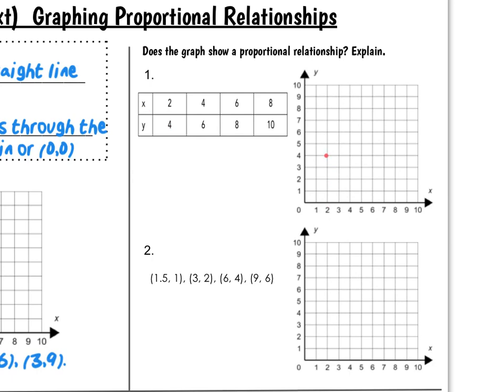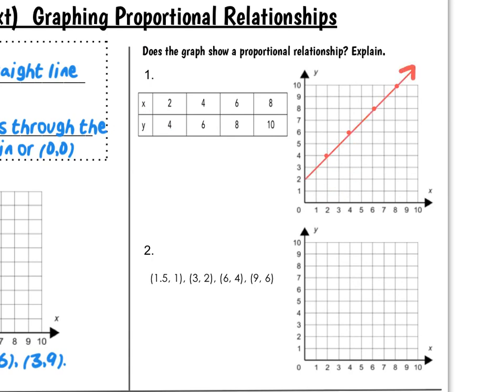There's our dot. And then 4, 6, you're going to go to the right 4, and then up 6, and put a dot at 4, 6, right there. And then 6, 8, go to the right 6, up 8, put our dot there. And then 8, 10, we go to the right 8, and then up 10 spaces. Notice that they all form a straight line, but that line is not going to go through the origin.